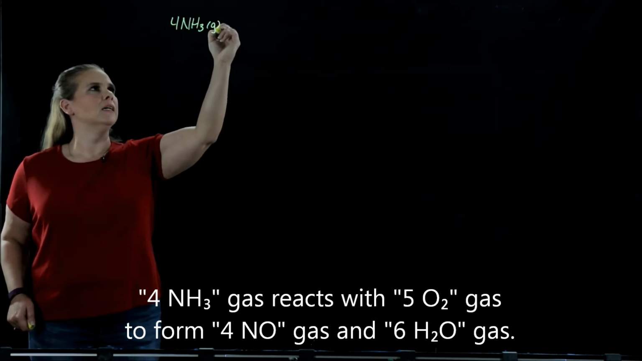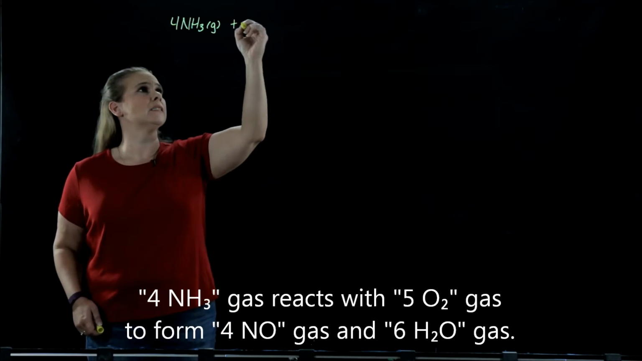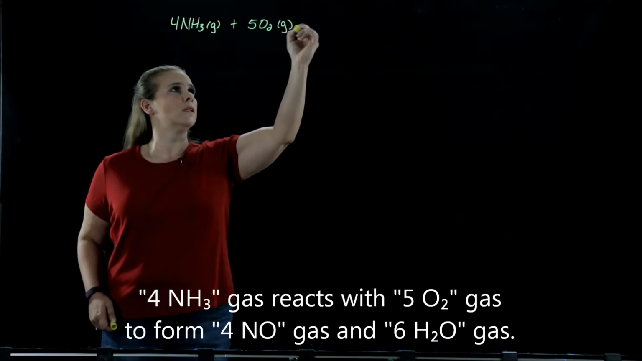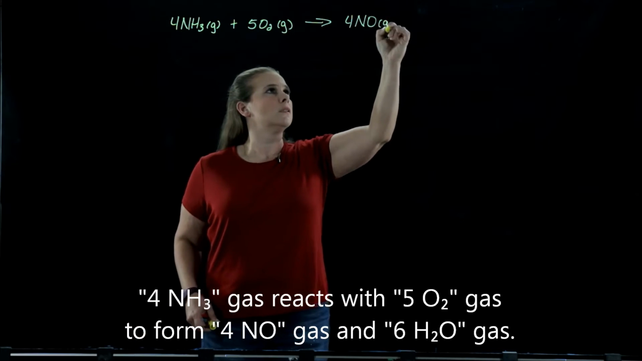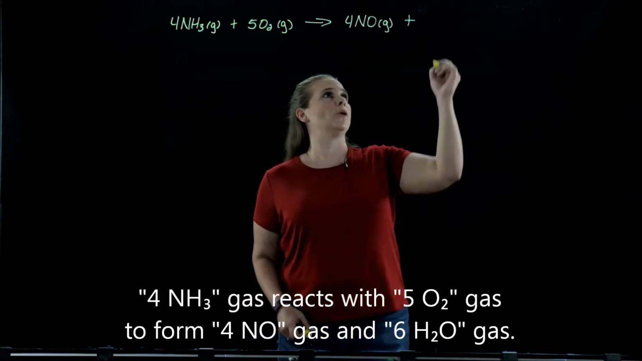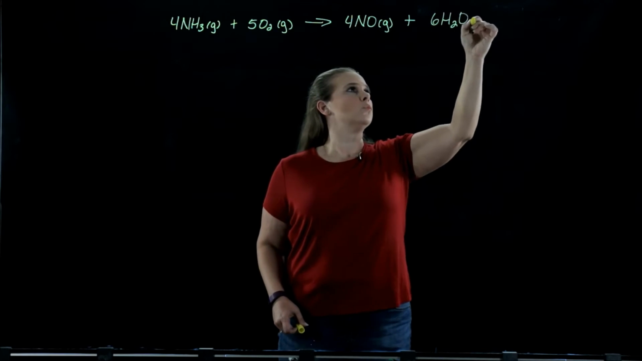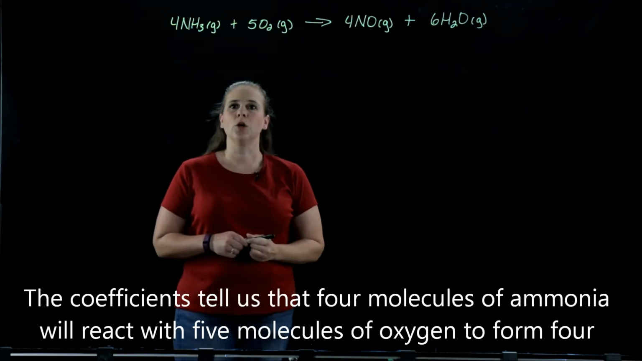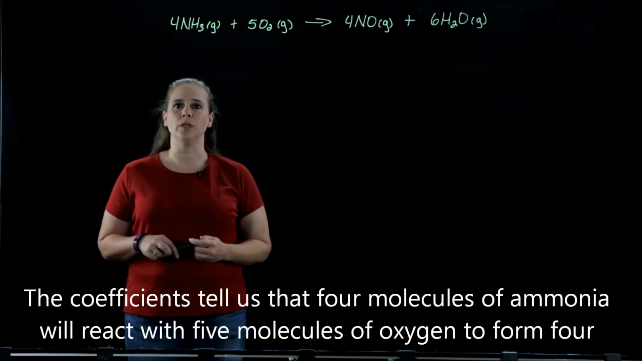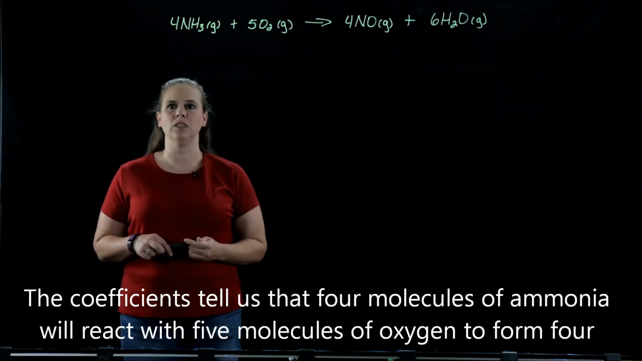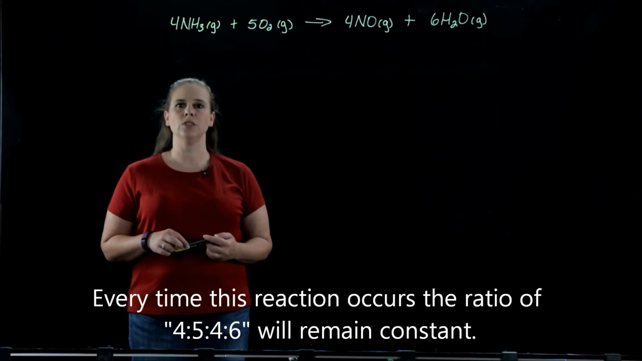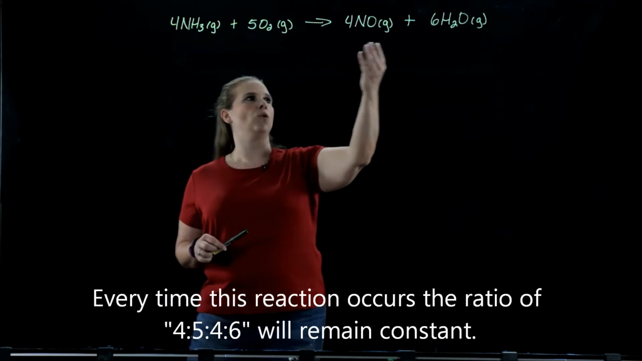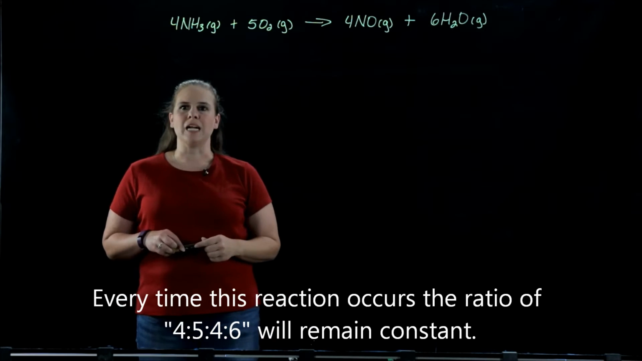4NH3 gas reacts with 5O2 gas to form 4NO gas and 6H2O gas. The coefficients tell us that 4 molecules of ammonia will react with 5 molecules of oxygen to form 4 molecules of nitrogen monoxide and 6 molecules of water vapor. Every time this reaction occurs, the ratio of 4 to 5 to 4 to 6 will remain constant.